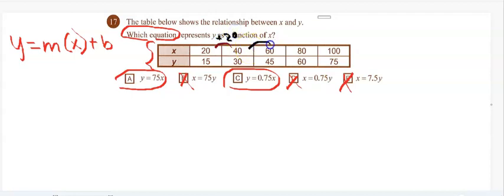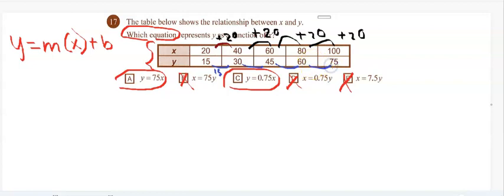How did you go from 40 to 60? You add 20, so it's good. How do you go from 60 to 80? Add 20. And 80 to 100? Add 20. So the run is consistent: 20 units from one point to the next. What about the rise? 15 to 30, so you add 15. What about 30 to 45? Add 15. 45 to 60.